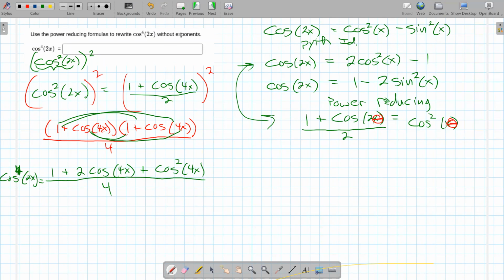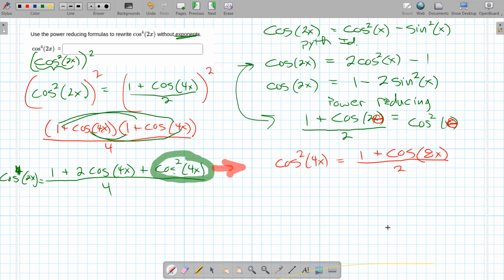Okay, so we're not quite done because it said without exponents, and I have an exponent right here. So I need to rewrite that one. So let's pull that off with a different color. So we want to know what is the cosine squared of 4x. And so we're applying this formula again and again. It says take whatever angle is within the square of the cosine and then double it on the other side. So 1 plus cosine of twice that angle, which is going to give us an 8x all over 2. So that's going to go in here.